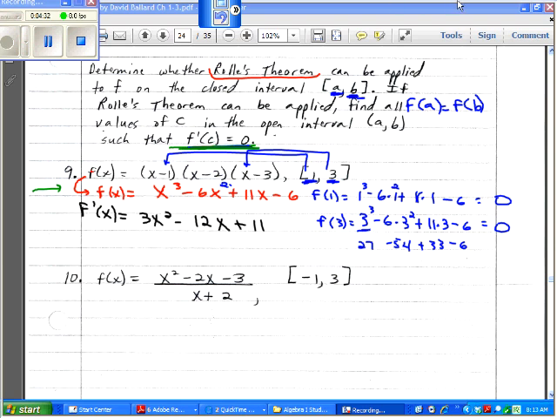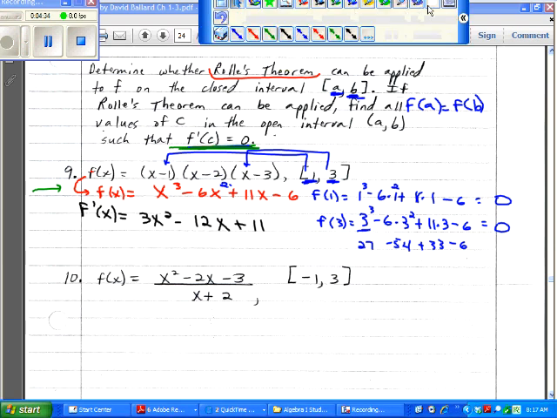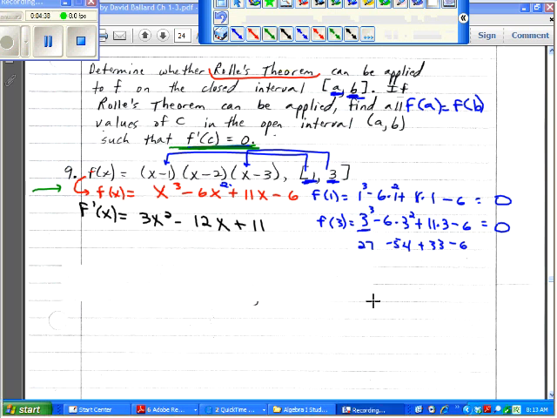And then we need to do what? Set it equal to 0. We want to find where the derivative is 0. So we set it equal to 0, so we're going to have 3x squared minus 12x plus 11 equals 0.